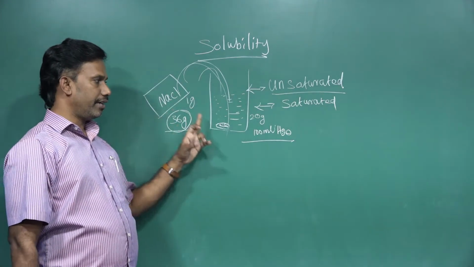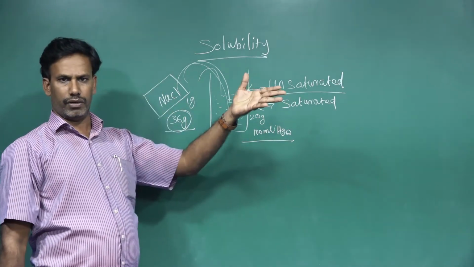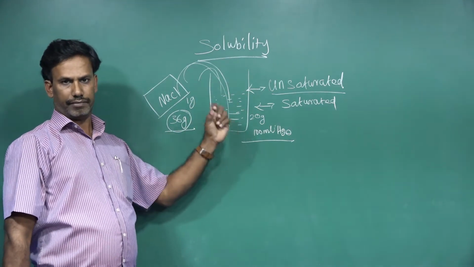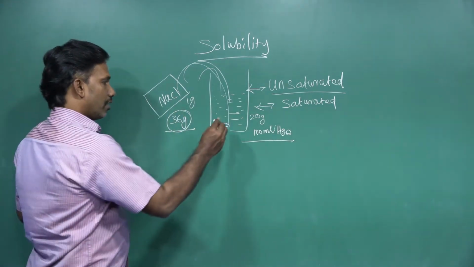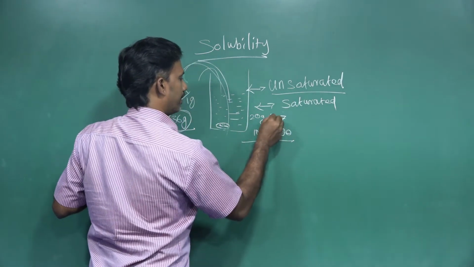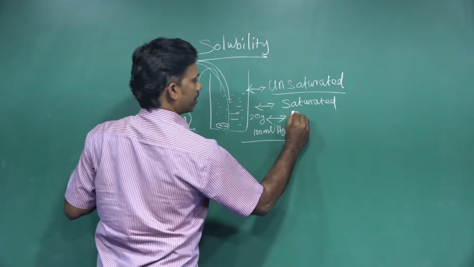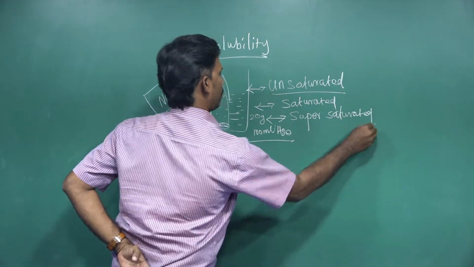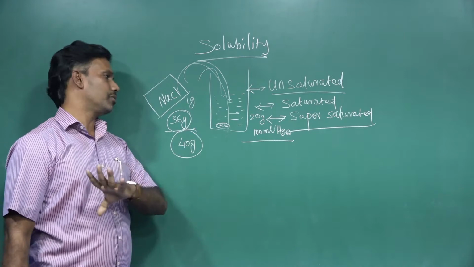For example, if we are taking NaCl, only 36 gram dissolved. If you add more NaCl to that, it will not dissolve and precipitation will occur. You can see undissolved NaCl crystals. So only 36 gram of NaCl in 100 ml is called a saturated solution. If I add more, maybe 40 gram or more than 36 gram, that is called a supersaturated solution. So these are the three different types of solutions: saturated, unsaturated, supersaturated.